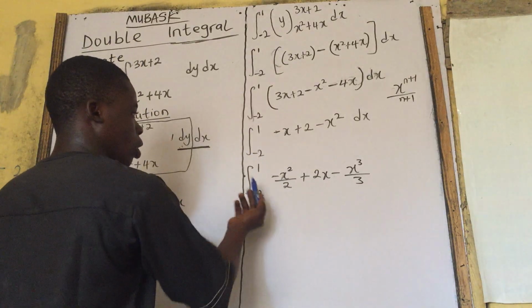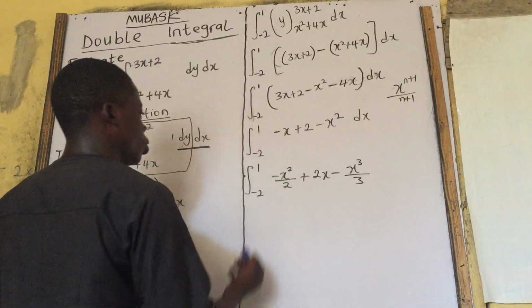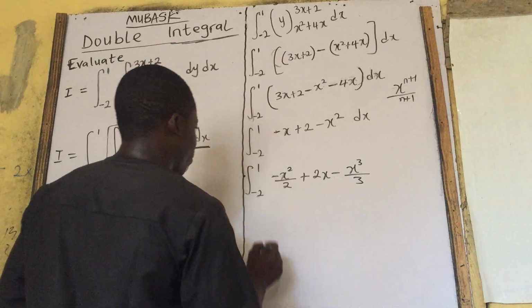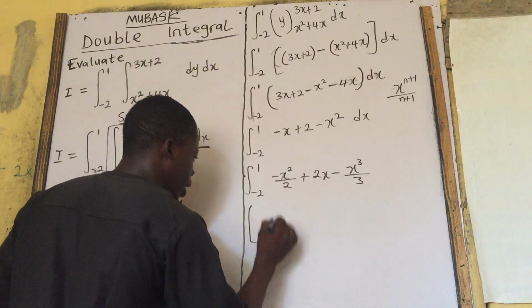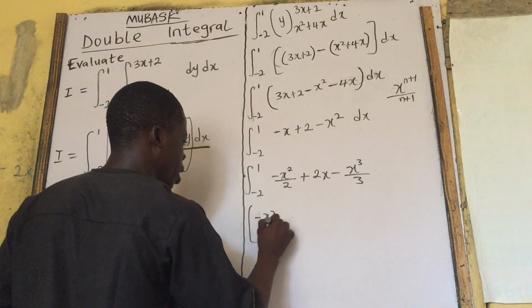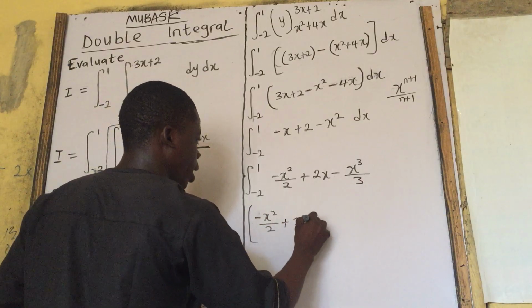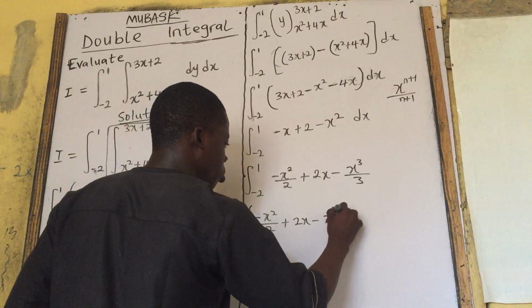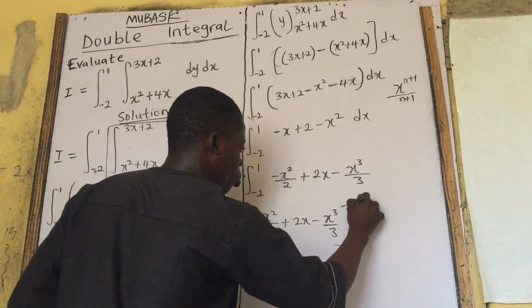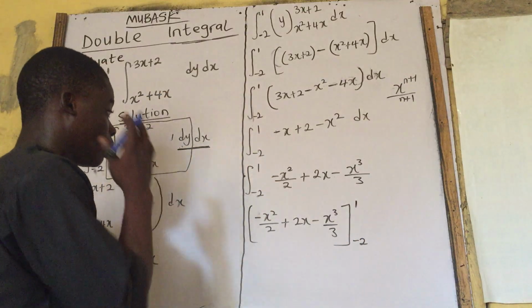Since we have integrated, let us substitute the bounds, which are our lower limit and upper limit. Let us start from the first one. Open bracket, minus x squared divided by 2 plus 2x minus x cubed divided by 3, all in bracket, from minus 2 to 1. You can now substitute the bounds.